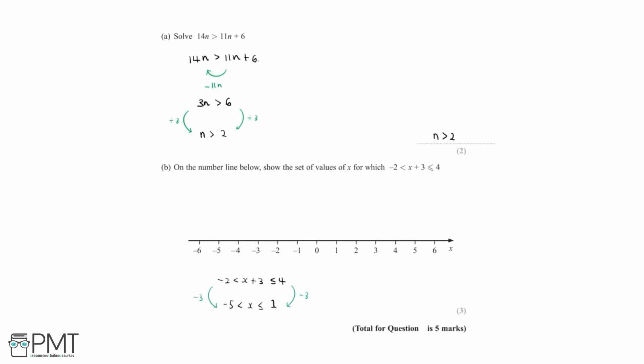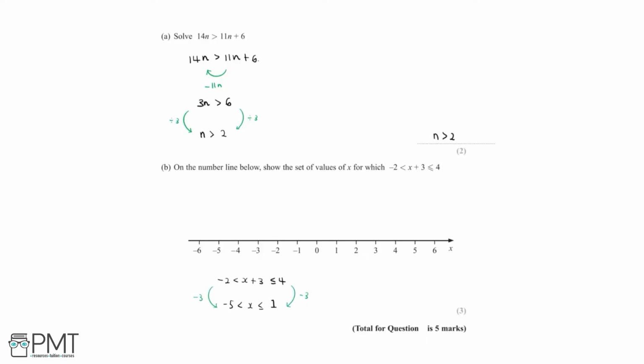Now we need to think about how we're going to represent this on our number line. And so on number lines, when we have less than or greater than, we have an empty circle. But if we have less than or equal to, or greater than or equal to, we'll have a coloured in circle. So now let's see how this looks when we draw it on our number line.